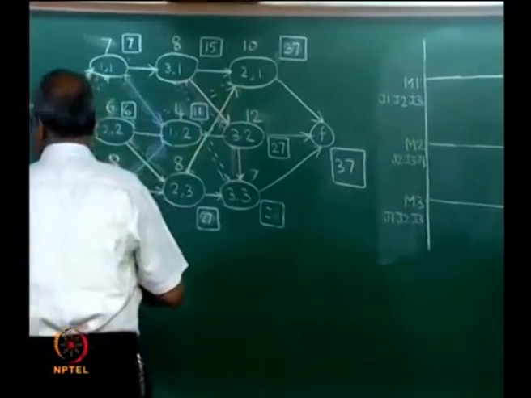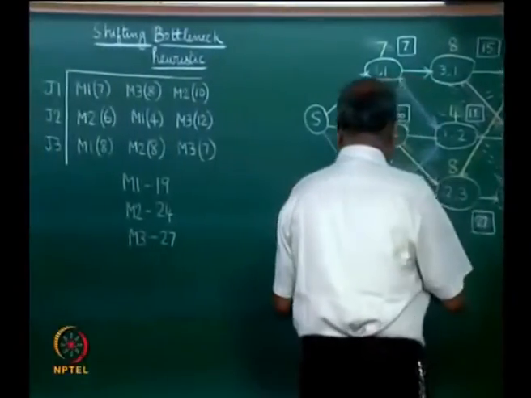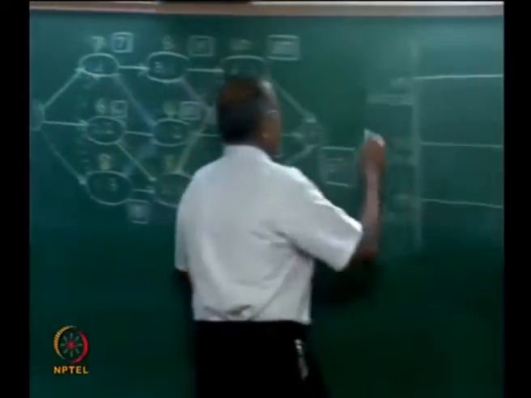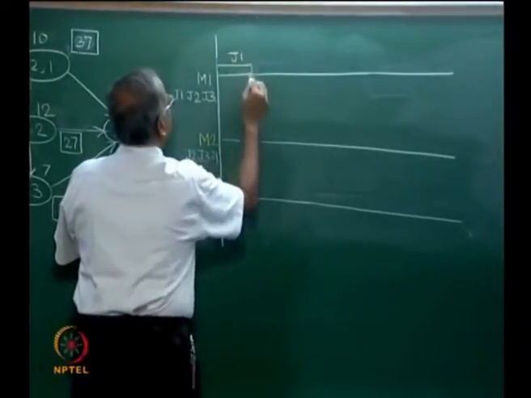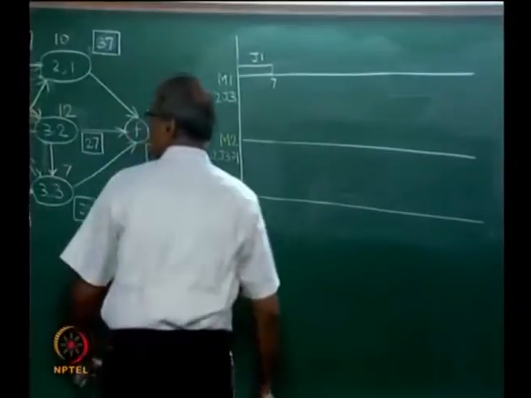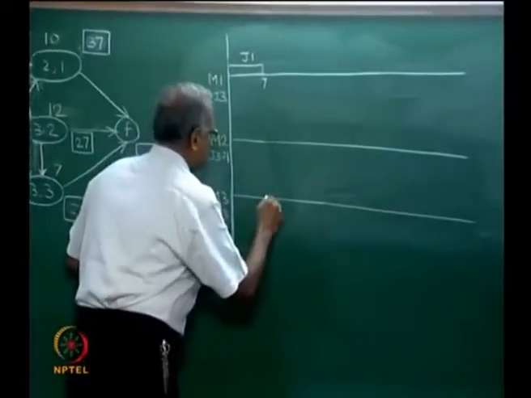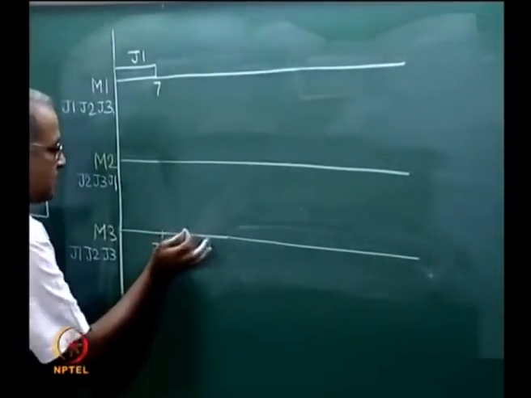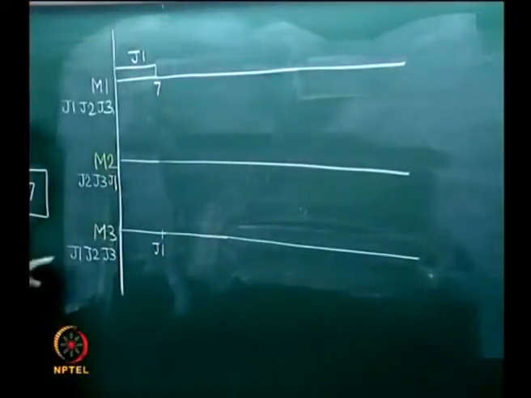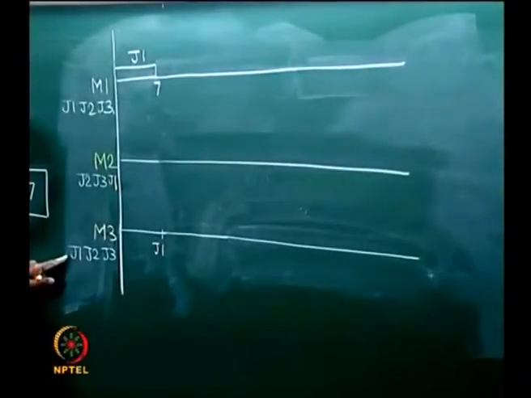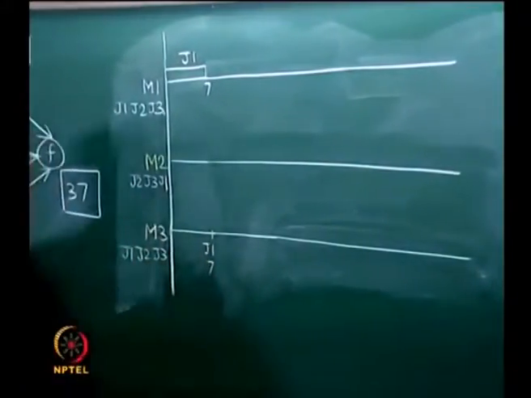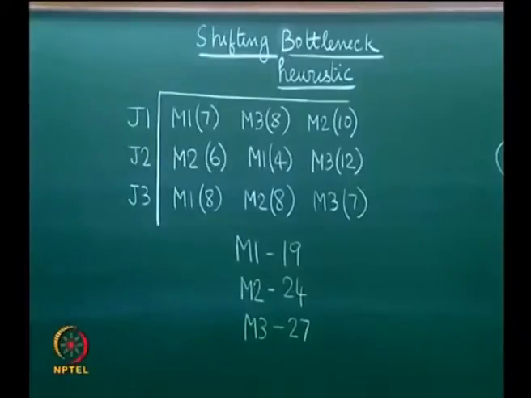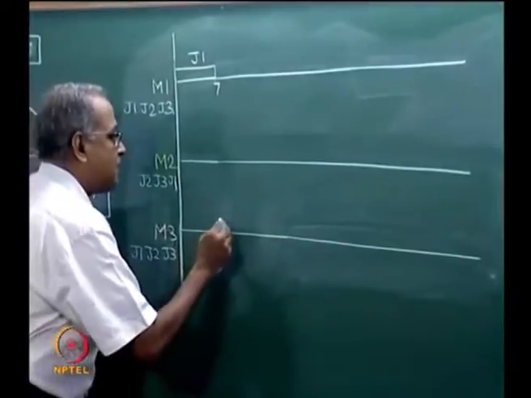So, we look at J1. J1 first goes for processing on M1. So, J1 on M1 finishes at 7, and at 7 J1 goes to M3. Now, J1 is actually the first job on M3. So, J1 has come at time equal to 7, and it will start at time equal to 7. J1 on M3 will start at 7 and finish at 15.